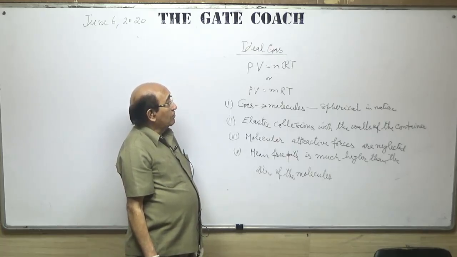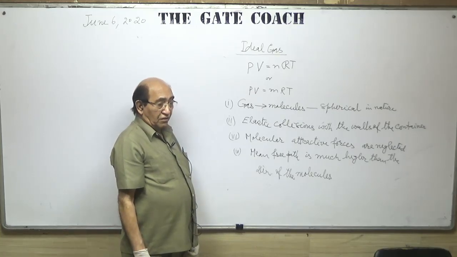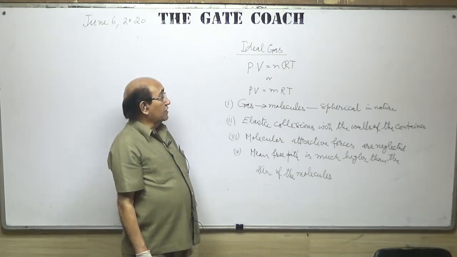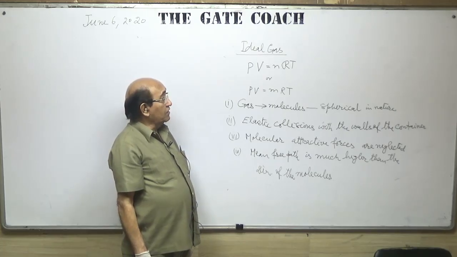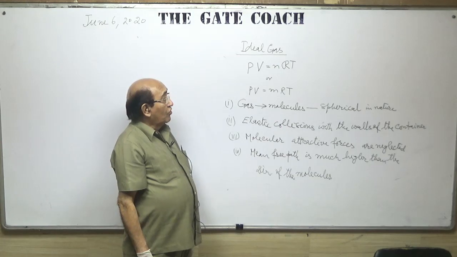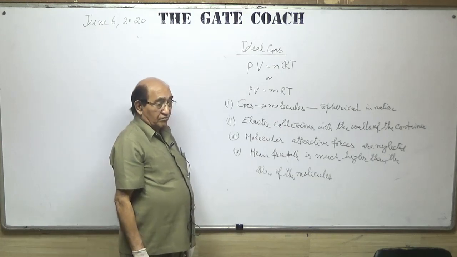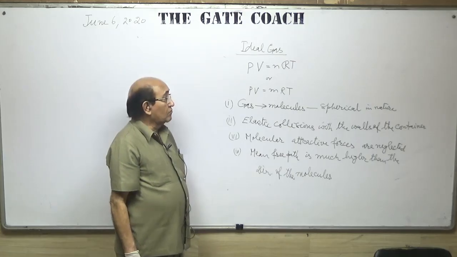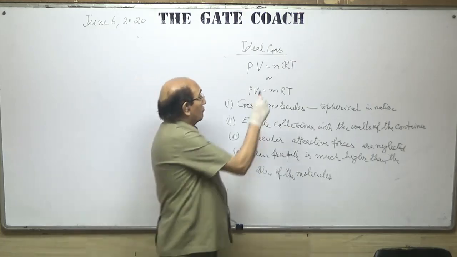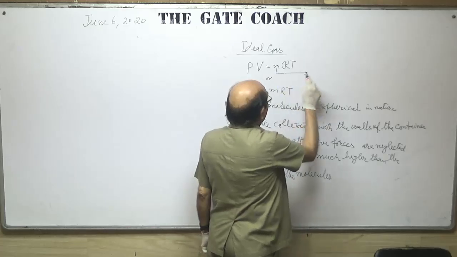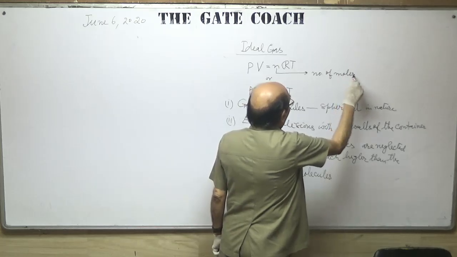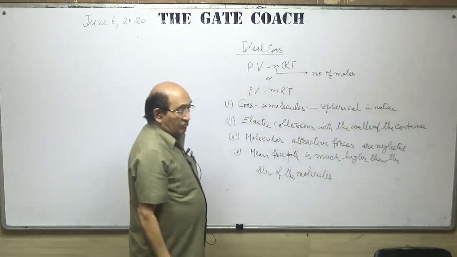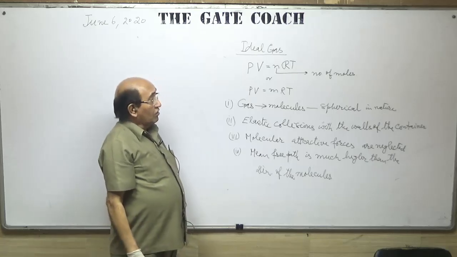Now, I have used the term PV = nRT, an ideal gas equation. We have studied about P, V and T. Now what is n and R? n stands for the number of moles or kg moles.